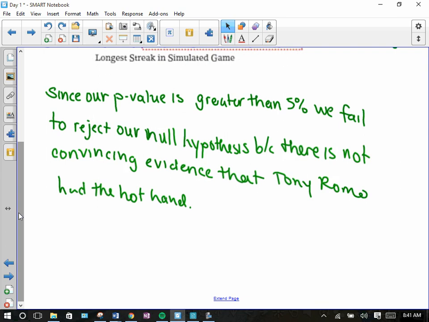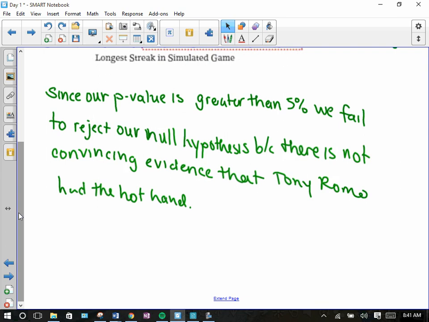All right. Now, does that mean that we can conclude that the hot hand didn't exist? No. It just means that there's not enough evidence to support the hot hand. Does that mean that we accept that his ability is the same, or that his past attempts are independent? No. It just means that we don't have enough evidence to reject them. Okay?